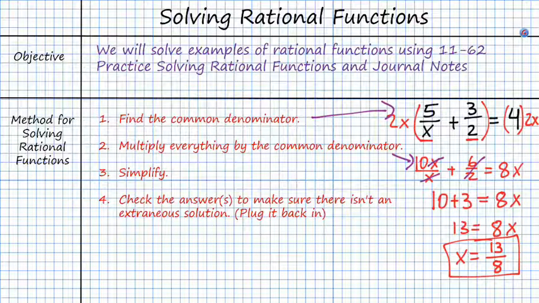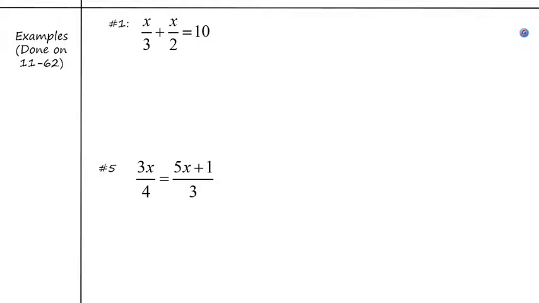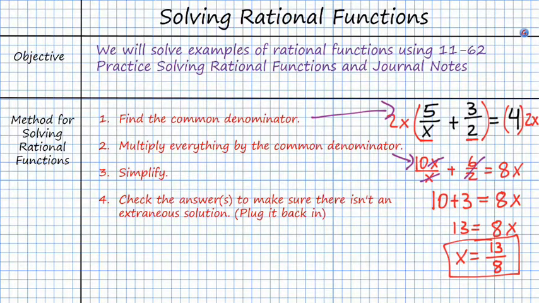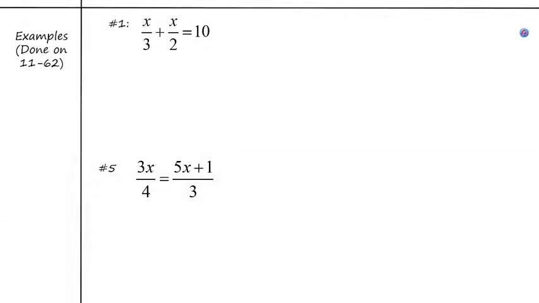So go ahead and pull out your worksheet, 11-62 for today, and we're going to work some of these practice problems. The first example that we'll work is number 1. All right, so we have this expression here, and it is x over 3 plus x over 2 is equal to 10. And we want to find the value of x. So first, step 1. We go back, we look at it, we say find the common denominator. So I need to find a common denominator for 3 and 2.